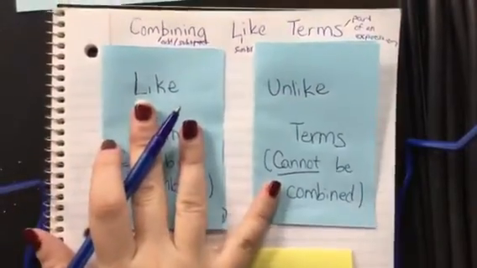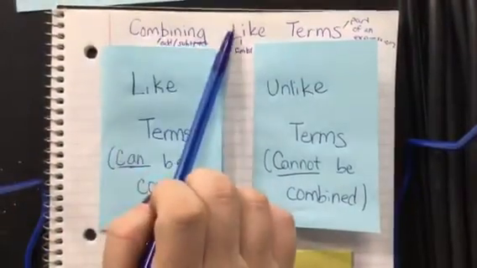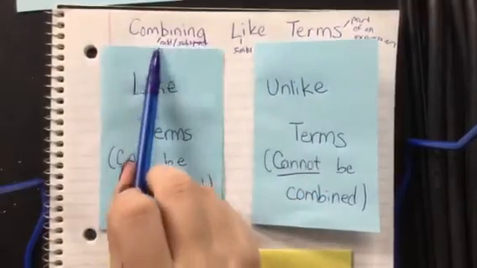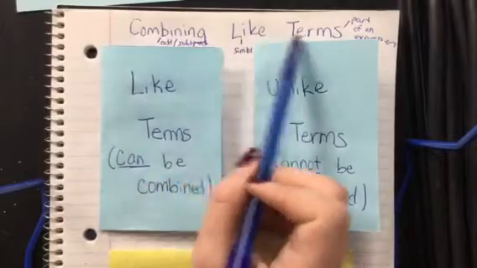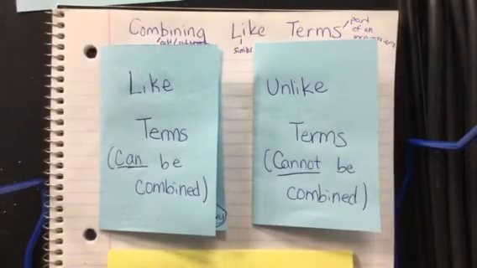So today we're talking about combining like terms. I said not to worry about those little words over here, but I want to talk about what those three things mean. So first thing is the word combining, okay? When we combine two things, what do we usually think about in terms of math? Combining two things. Addition, right? Putting two things together.